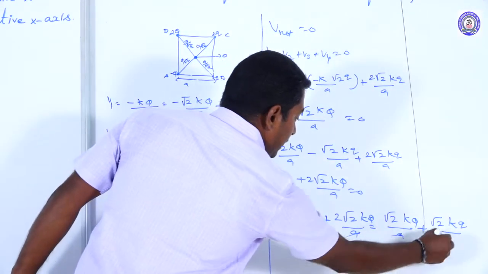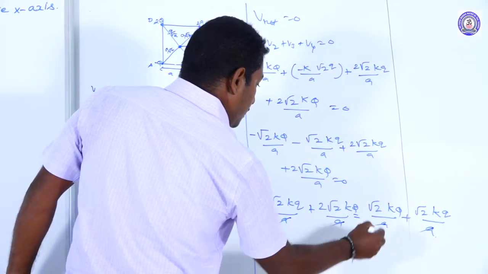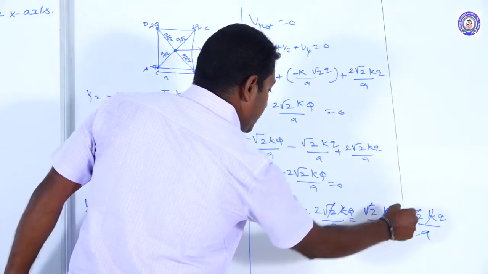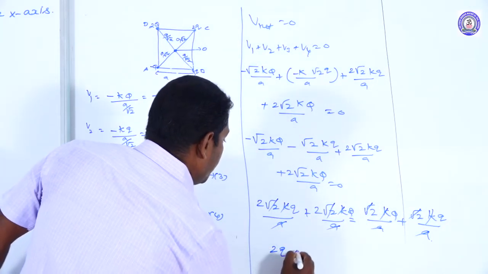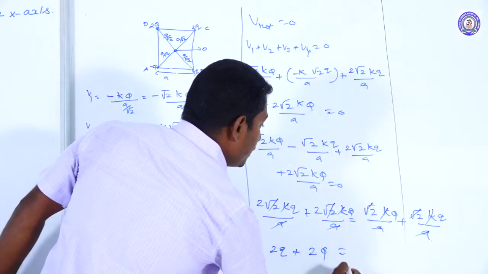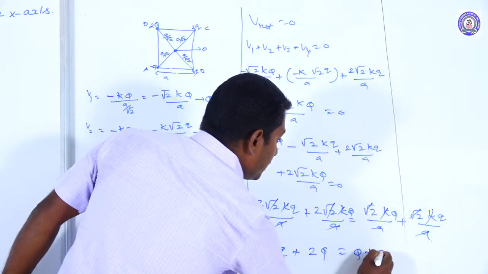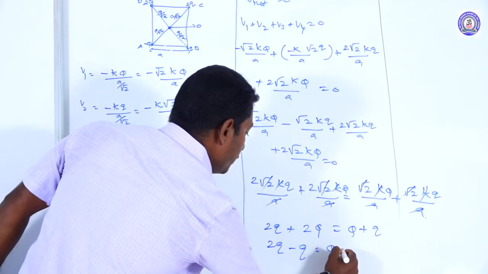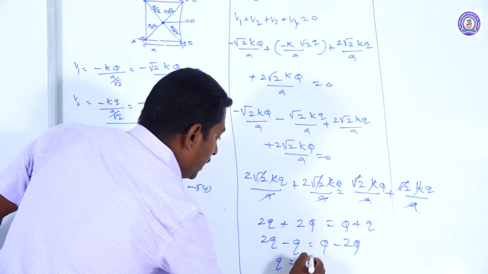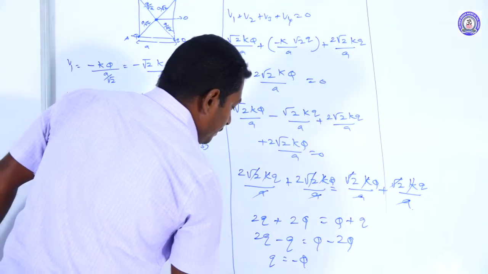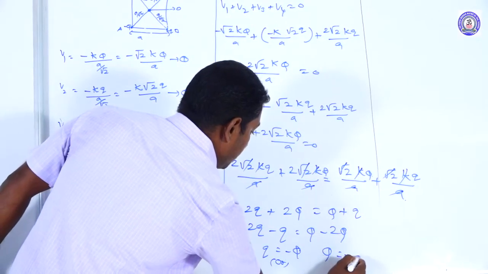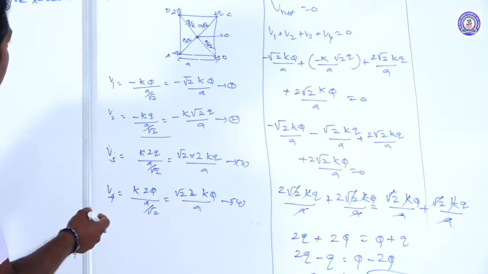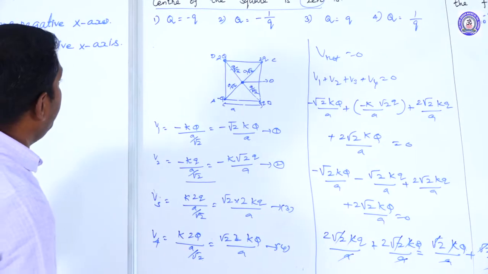So commonly, a gets cancelled, k gets cancelled, root 2 gets cancelled. Then 2q plus 2q is equal to Q plus small q, then 2q minus q is equal to Q minus 2q, then Q is equal to minus q, or Q is equal to small minus q. This is the relation connecting capital Q and small q. Capital Q is equal to minus q, first choice.